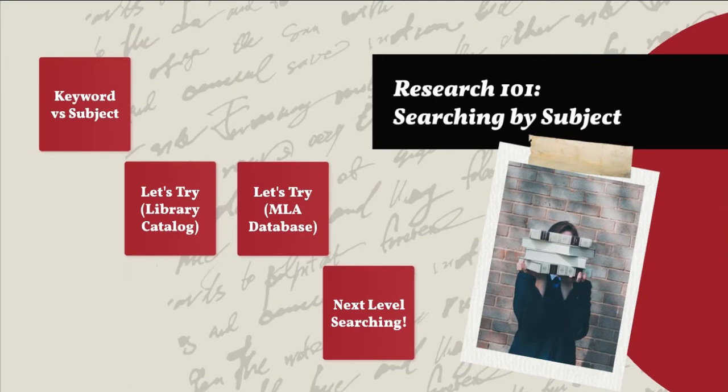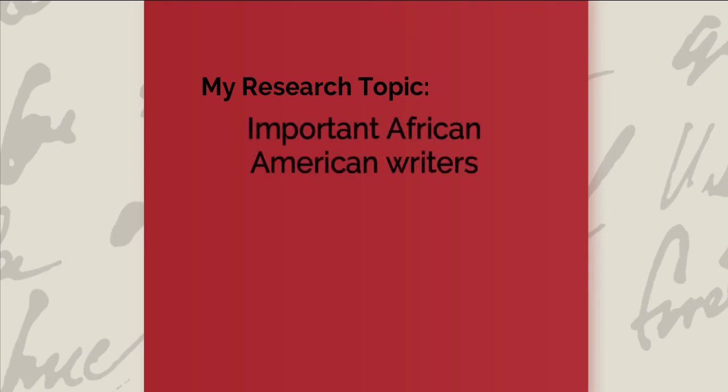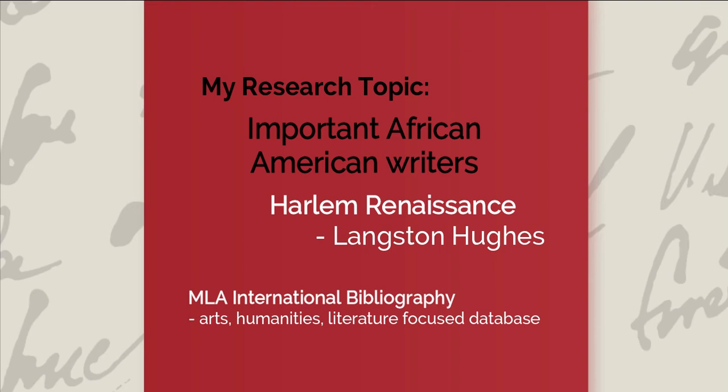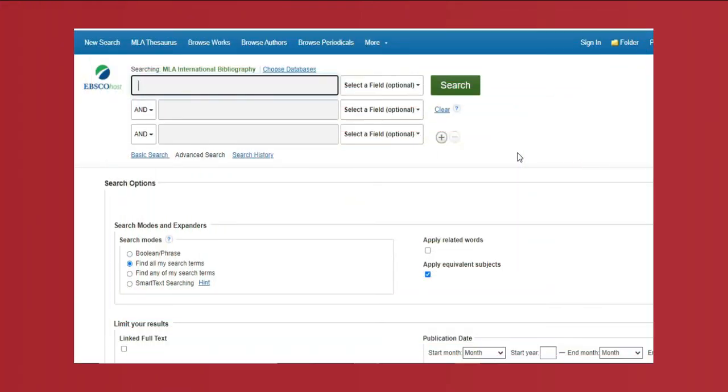So that's how you can search by subject in the Hekman Library Catalog. You can also do subject searching in most scholarly databases as well. For example, let's say I'm continuing my research and want to find articles on important African American writers, particularly figures out of the Harlem Renaissance like Langston Hughes. I've chosen the MLA Bibliography database because it focuses on literary research, and like many of our other databases, it has some useful tools for subject searching.